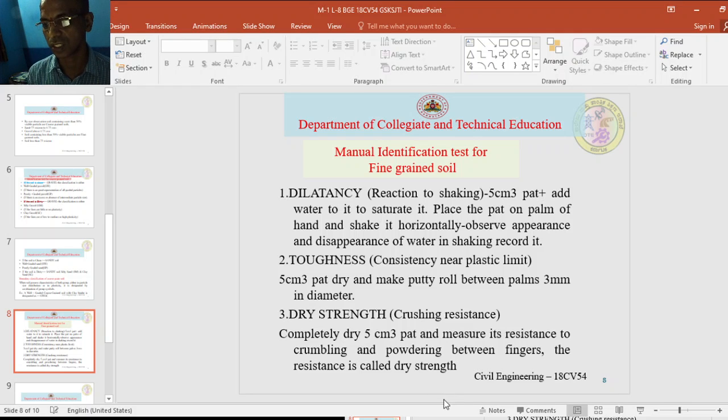Toughness, consistency near plastic limit: a 5 cm cube of soil fat is prepared in a dry state and rolled between the palms into a 3 mm diameter thread. If it crumbles at 3 mm diameter, you can say that it is at the plastic limit state. Dry strength, crushing resistance, we have to determine. A completely dry 5 cm fat, you prepare it and measure its resistance to crumbling and powdering between the fingers. If it shows any sign of resistance against crumbling, you call it high strength.